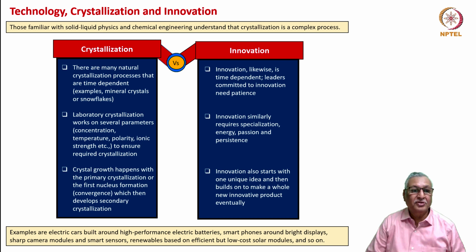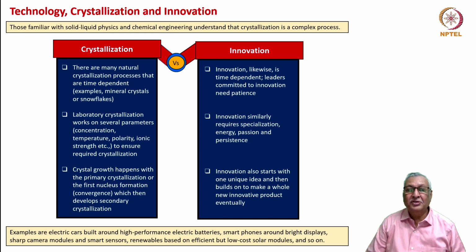Laboratory crystallization works on several parameters such as concentration, temperature, polarity, ionic strength, etc. to ensure the required crystallization. Crystal growth happens when the primary crystallization, or the first nucleus formation, that is convergence, takes place. Then secondary crystallization follows. Innovation likewise is time dependent.